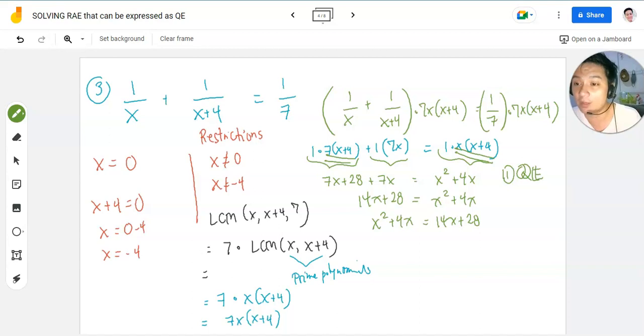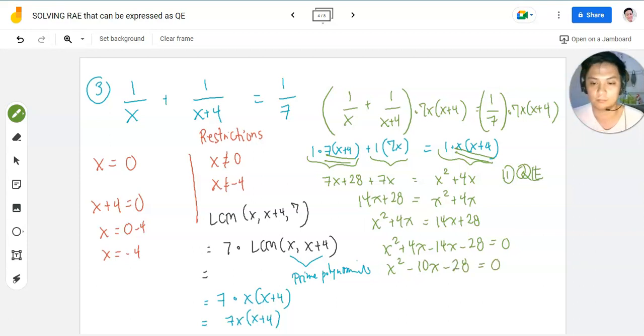Now, this is the part where we have to transpose na nga so that all terms will be on one side and the right side will just be 0. So, x squared plus 4x minus 14x minus 28 equals 0. And this can be further written as x squared minus 10x minus 28 equals 0. Ayan. Kasi 4 minus 14 is negative 10. So, x squared minus 10x minus 28 equals 0 ang ating standard form.